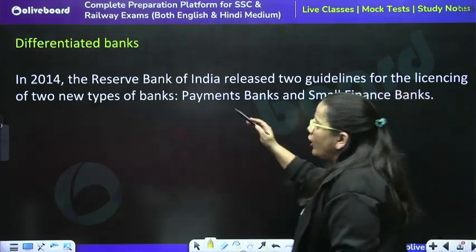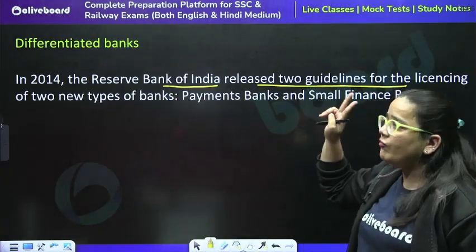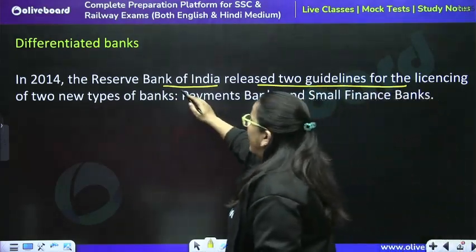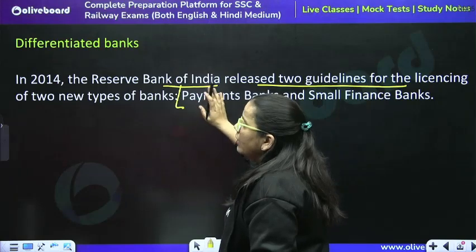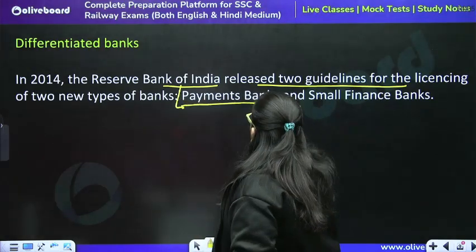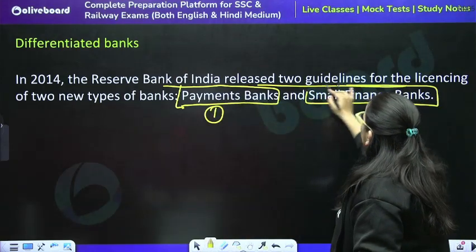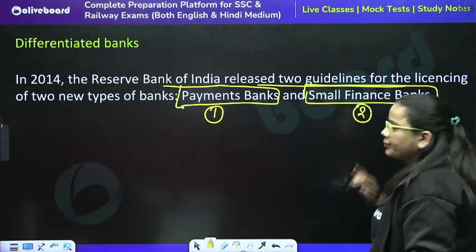In 2014, the RBI released two guidelines for the licensing of new types of banks. Now, this is a new type of bank declared in which year? 2014. First is the payment bank and second is the small finance bank.